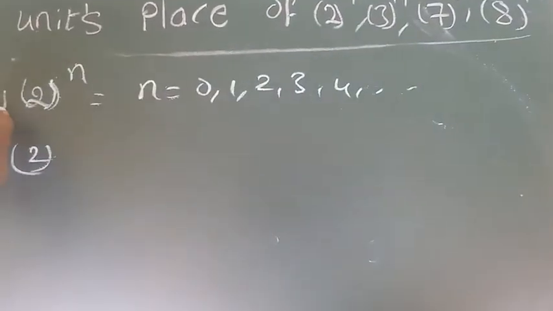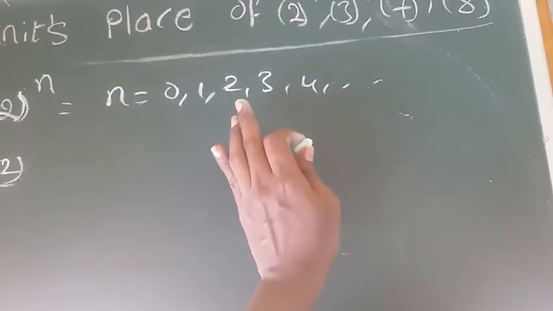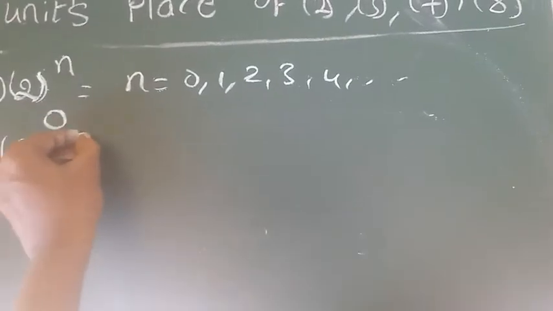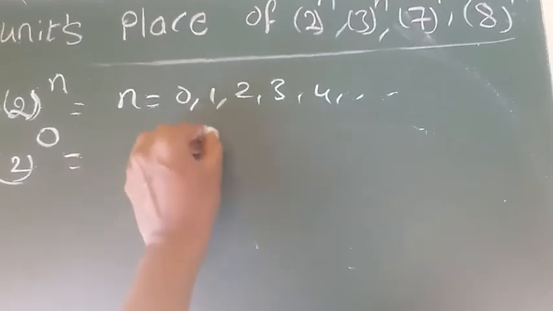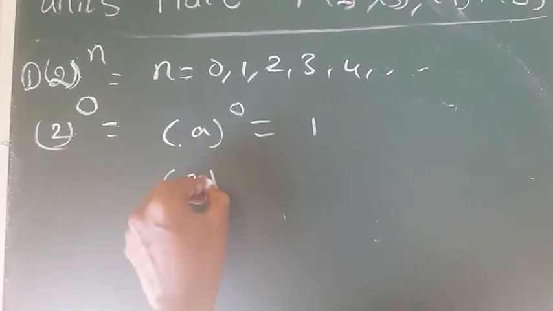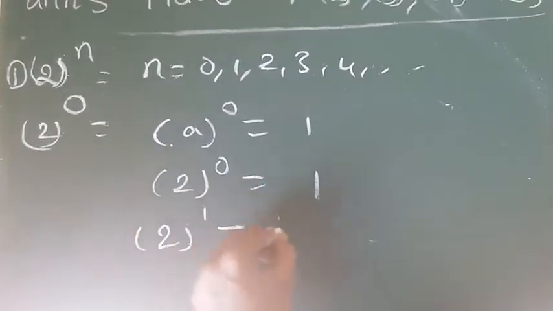First is 2 power n. Here n can be any number, either 0, 1, 2, 3, 4 and so on. 2 power 0. You know very well a power 0 equal to 1. Like that here a can be any number. Here a is 2. 2 power 0 is 1. Like that 2 power 1 is 2.